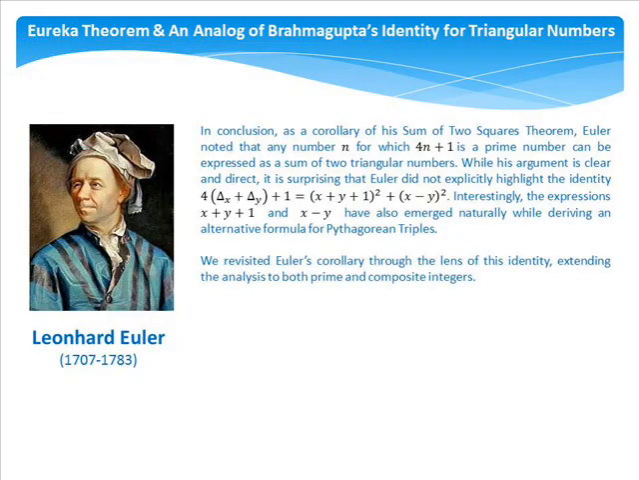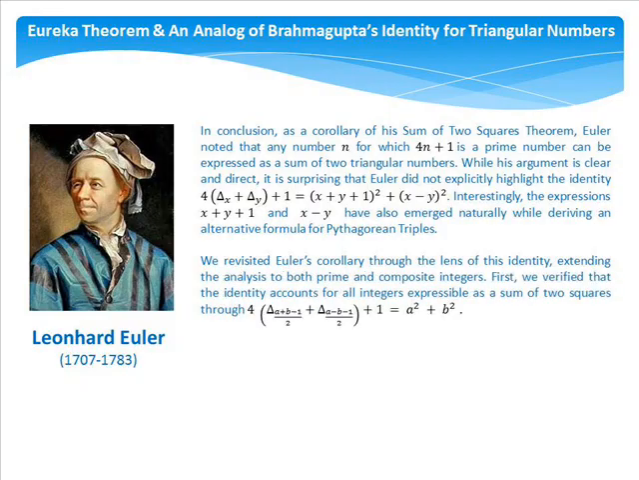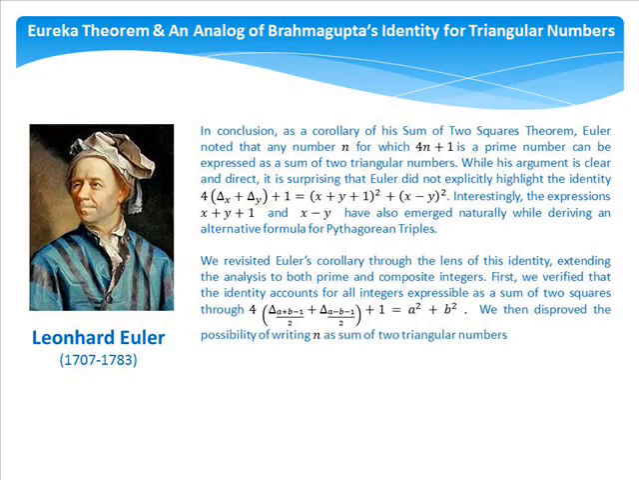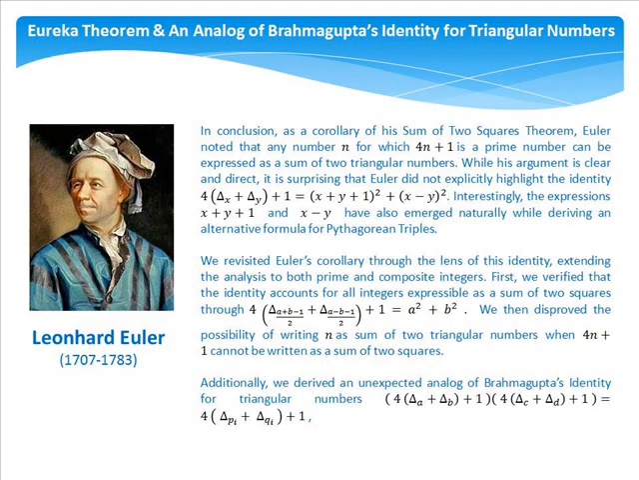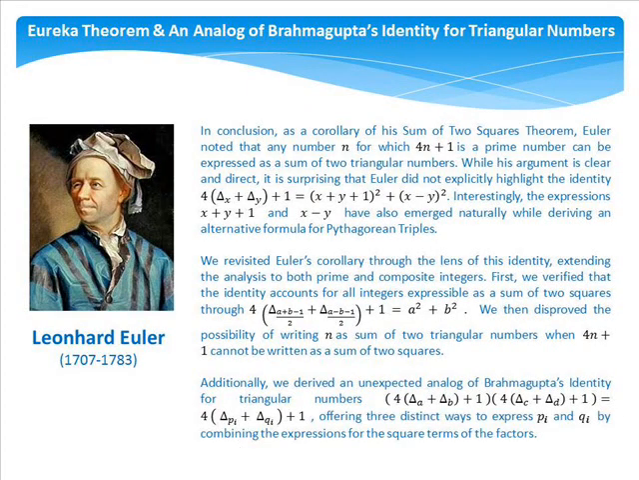We revisited Euler's corollary through the lens of this identity, extending the analysis to both prime and composite integers. First, we verified that the identity accounts for all integers expressible as a sum of two squares through this other identity. We then disproved the possibility of writing n as a sum of two triangular numbers when 4n plus 1 cannot be written as a sum of two squares. Additionally, we derive an unexpected analog of Brahmagupta's identity for triangular numbers, offering three distinct ways to express p sub i and q sub i by combining the expressions for the square terms of the factors. Finally, we illustrated it with a detailed example.